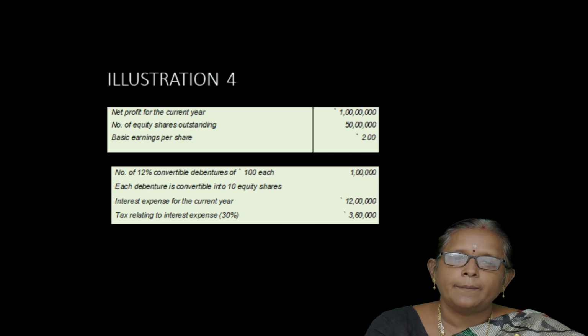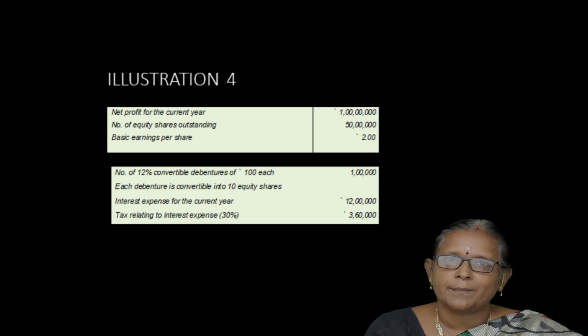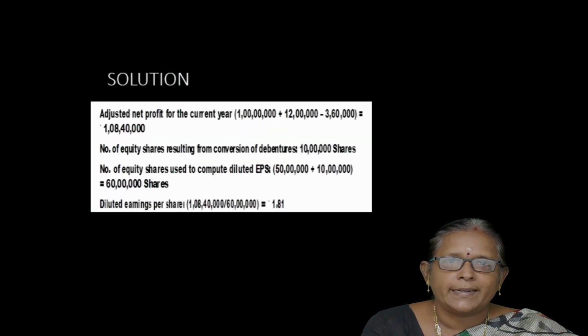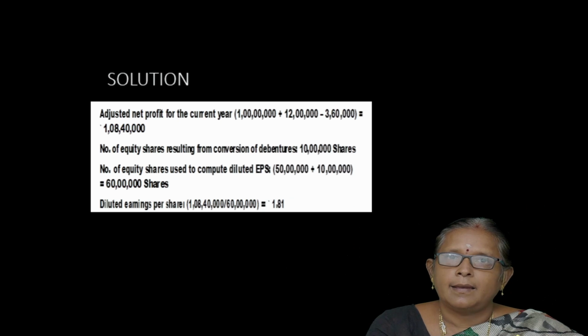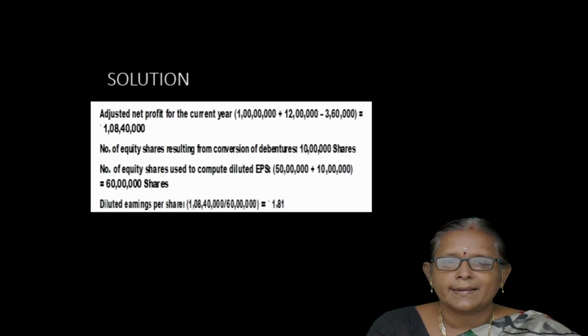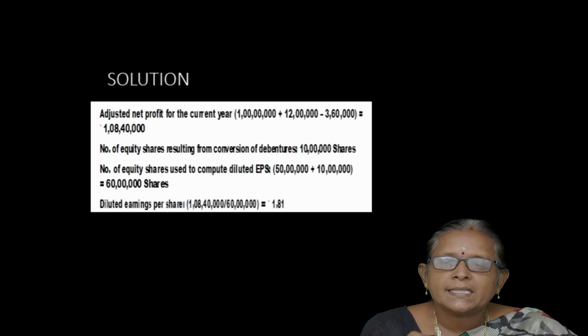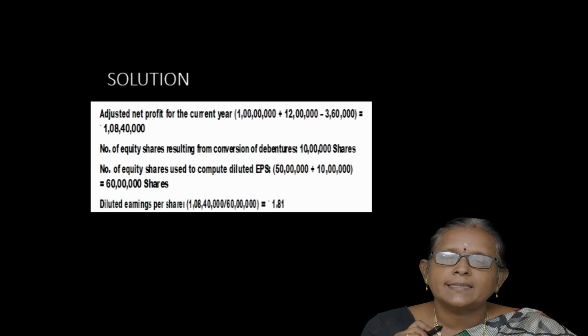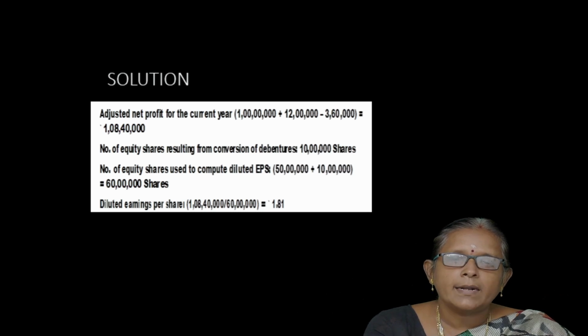So we have to reconsider the net profit after adjusting these two items, that is interest expense and tax on interest. See the solution. The net profit is adjusted accordingly: 1 crore plus 12 lakhs interest expense minus 3 lakh 60,000 tax on interest. So you will get an adjusted net profit of rupees 1 crore 8 lakhs 40,000.